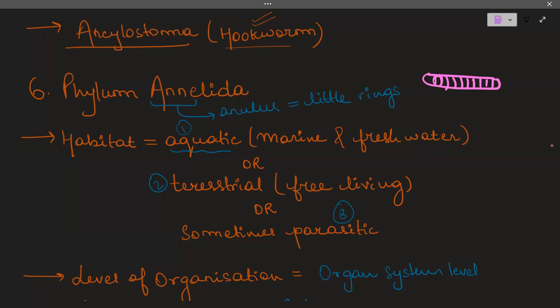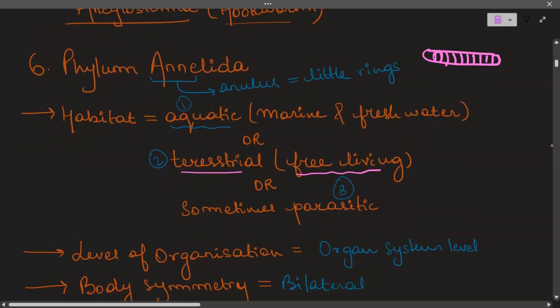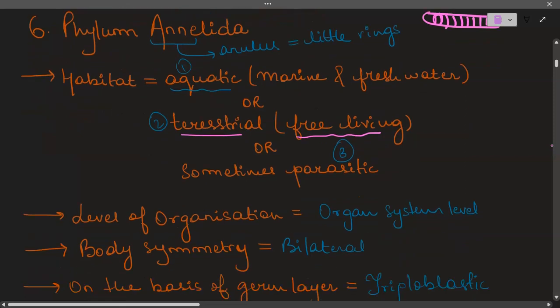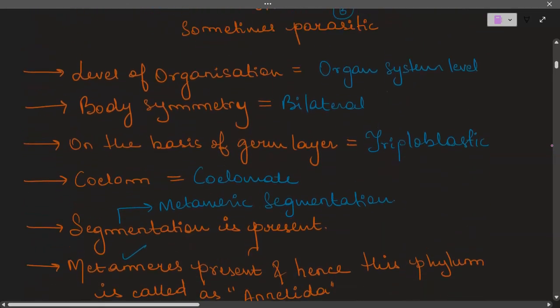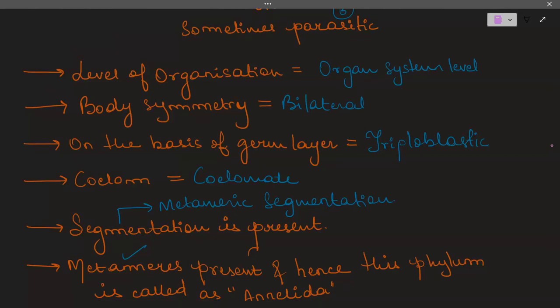Now, the habitat is aquatic, which is marine and freshwater both. Or it can be terrestrial. When they are terrestrial, so they are free living, meaning not parasitic. Or they can also be parasitic in nature. So their habitats vary a lot. Now the level of organization in them is the organ system level. The body symmetry is bilateral symmetry.